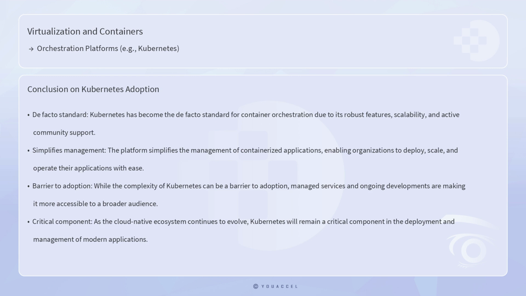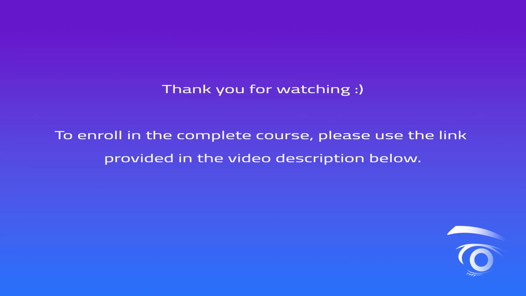In conclusion, Kubernetes has become the de facto standard for container orchestration due to its robust features, scalability, and active community support. The platform simplifies the management of containerized applications, enabling organizations to deploy, scale, and operate their applications with ease. While the complexity of Kubernetes can be a barrier to adoption, managed services and ongoing developments are making it more accessible to a broader audience. As the cloud-native ecosystem continues to evolve, Kubernetes will remain a critical component in the deployment and management of modern applications. This concludes the lesson.